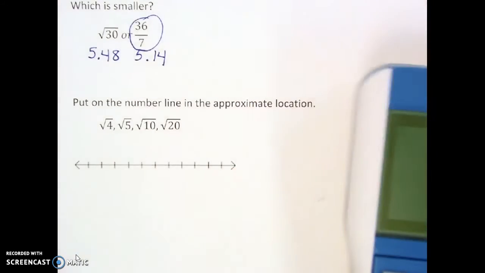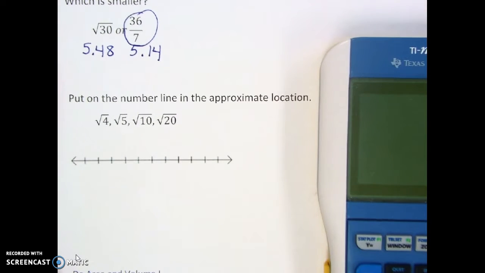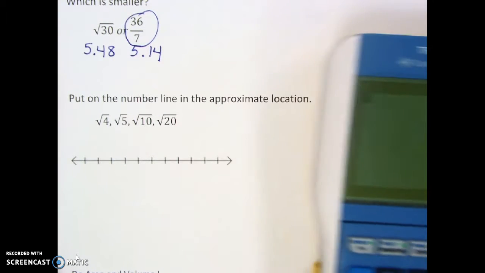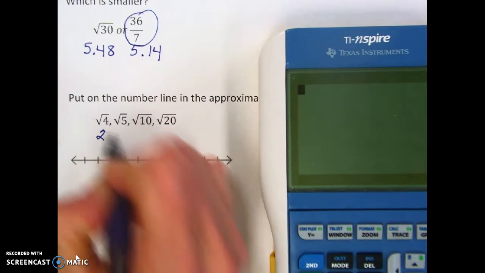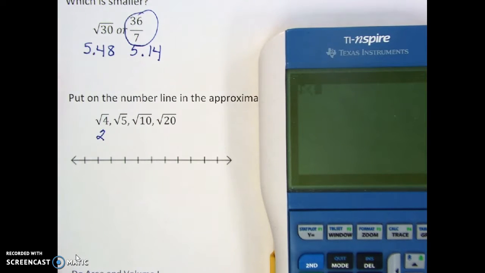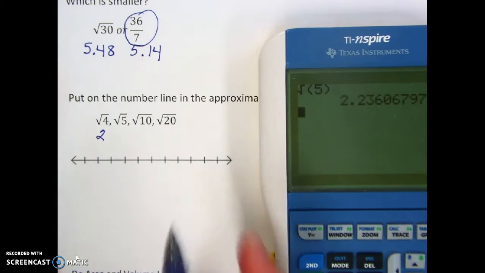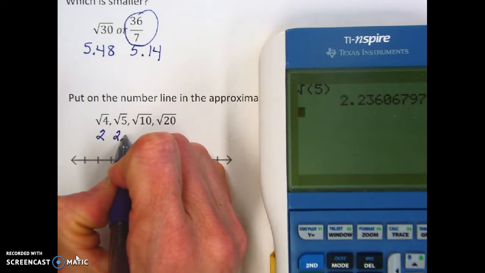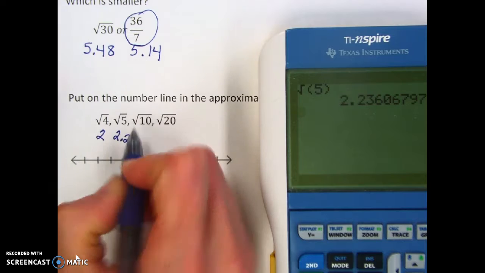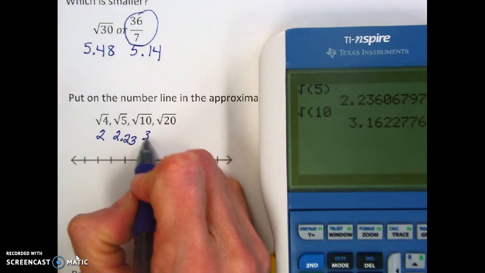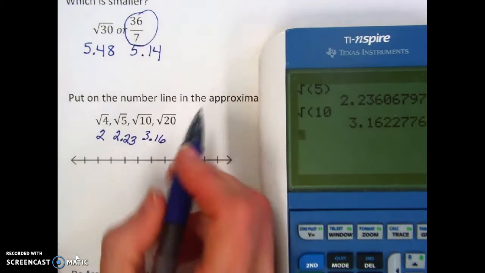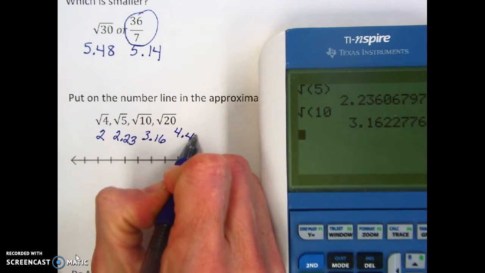Now if we're going to put these numbers on a number line, we have to figure out the approximate decimal to each number. Square root of 4 is a perfect square, 2. Square root of 5, if we put these in the calculator, is 2.23. Square root of 10 is 3.16, and we did the square root of 20 a while ago, 4.47.